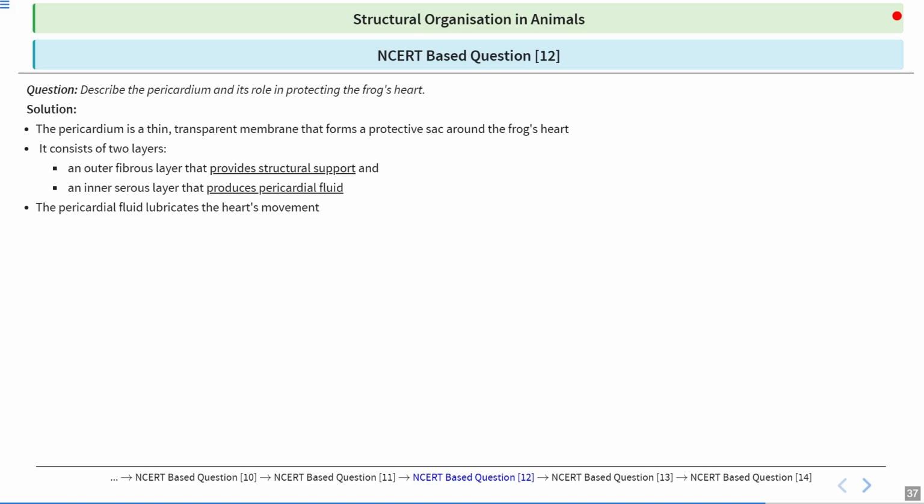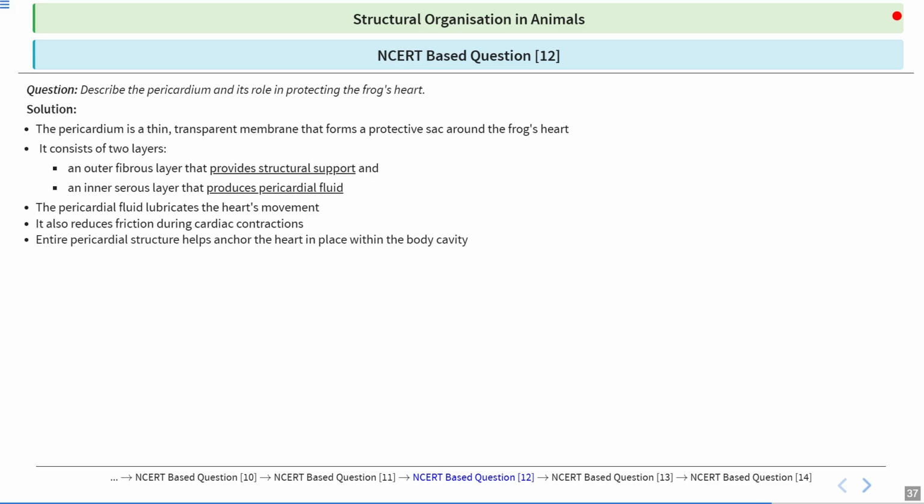Pericardial fluid lubricates the heart's movement. So there is always requirement of this fluid because it makes the heart always wet. A sort of lubrication is provided by this fluid to the heart. It also reduces the friction during the cardiac contraction. When there is a contraction and relaxation, that reduces the friction because the liquid substance is there, the pericardial fluid. So it reduces the frictional force.